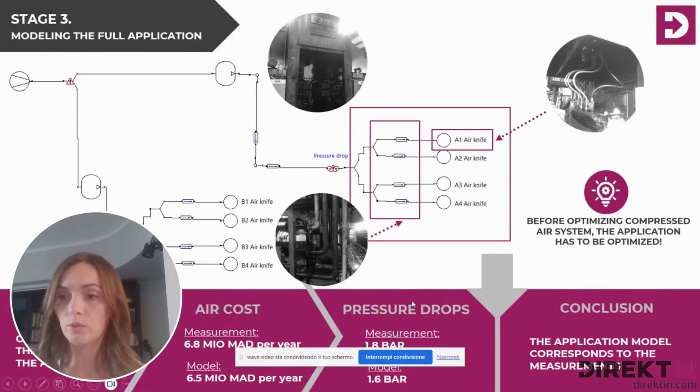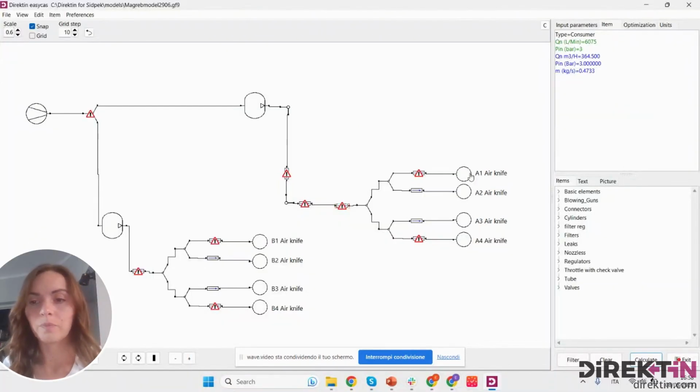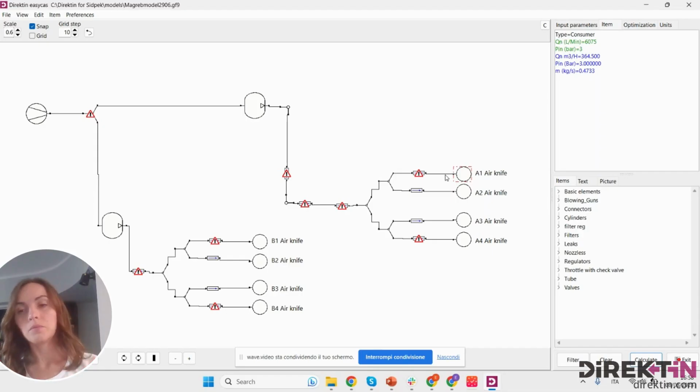With this data, we now can model the full application and compare it with the data from the audit. Let me now show how we did it in the model itself. As the next step, we took the air knife that we projected in detail, modeled in the software, and put it in as the generalized consumer.